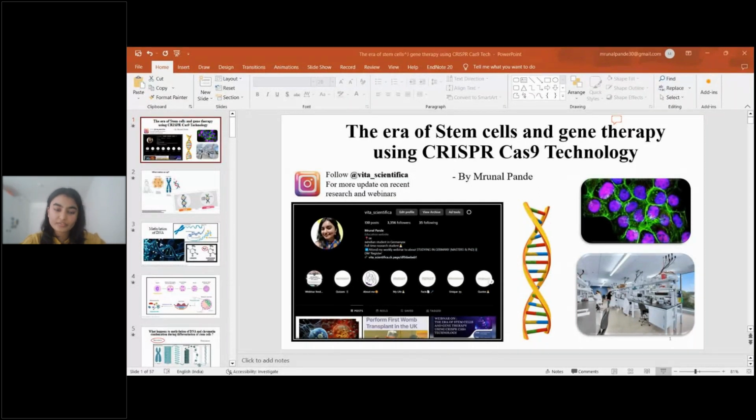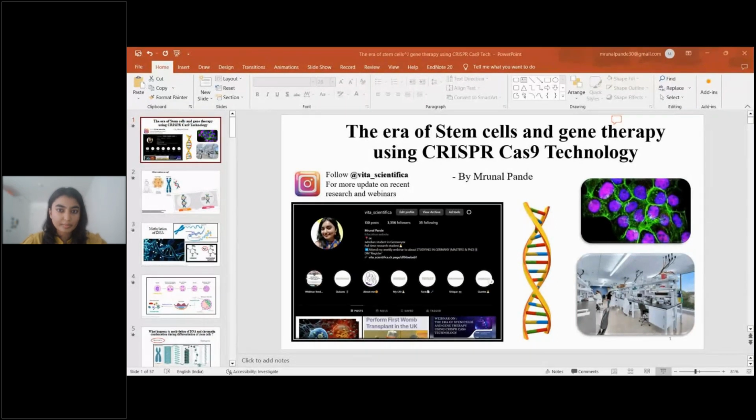Now, what is the difference between a gene and DNA? DNA is the genetic material, and genes are basically small segments in the DNA, and these segments are responsible for characteristics. For example, if a person has brown eye color, or blue eye color, everything is governed by these genes.